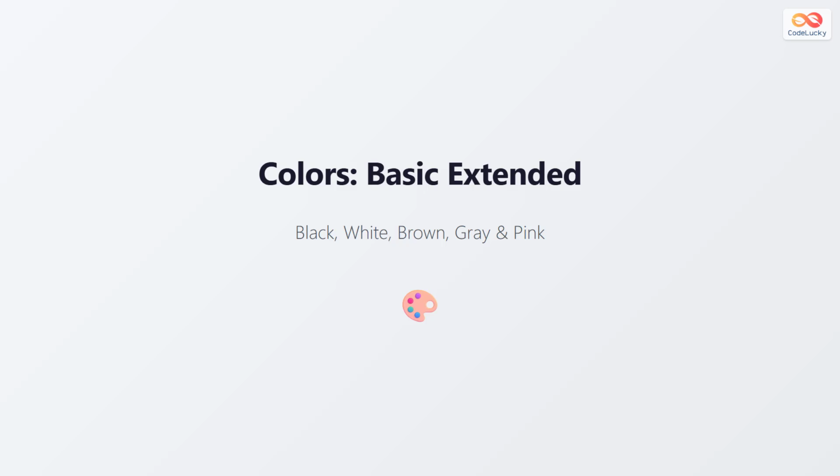Welcome to Colors, Basic Extended. In this lesson, we will explore 5 important colors: black, white, brown, gray, and pink. These are fundamental colors that you will encounter in everyday English conversations about objects, clothing, and nature. Let's begin learning about each one.